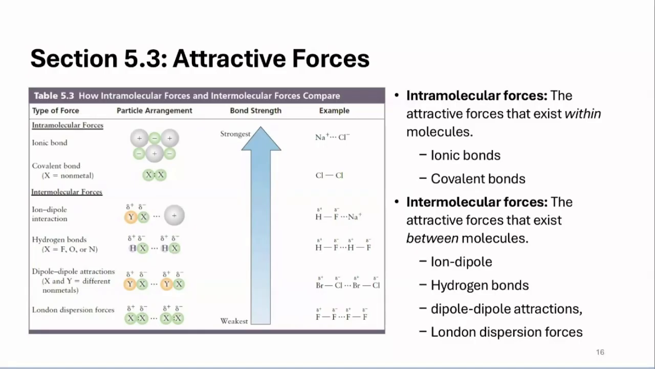The weakest of the forces is going to be the London dispersion forces. And as we move up, these forces are going to get stronger, meaning that an ion-dipole interaction is going to be stronger than hydrogen bonding. Hydrogen bonding is stronger than dipole-dipole, and dipole-dipole is actually stronger than London dispersion forces. Let's look at each of the intermolecular forces individually to better understand them.